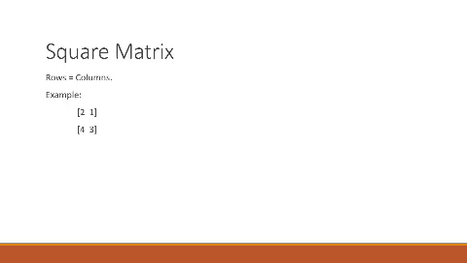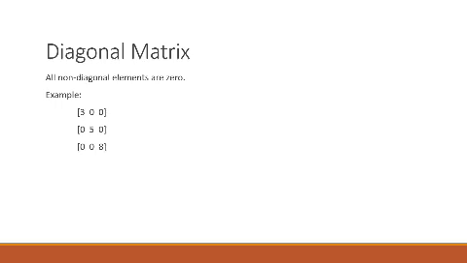Square matrix. A square matrix has an equal number of rows and columns. For example, here this matrix has 2 rows and 2 columns. A diagonal matrix is a square matrix. All the non-zero elements are only on the main diagonal. All elements outside the diagonal are zero. Main diagonal means from top left to bottom right. Here 3, 5, 8 are on the diagonal and are non-zero.